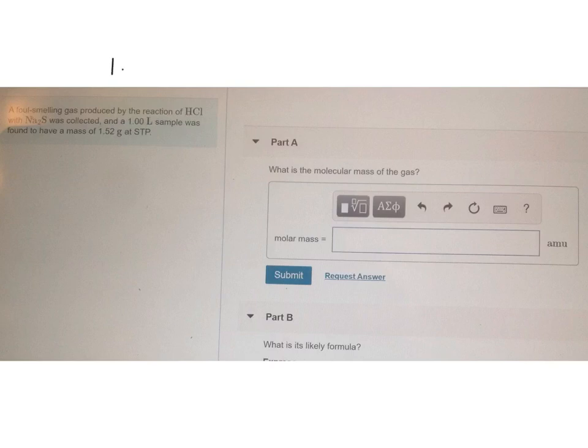Let me write the problem number down so that people aren't confused as to which one we're looking at. So we're looking at 913. They want to know what the molecular mass of the gas is. They've given you a volume, and they've given you a mass of 1.52 grams at STP.